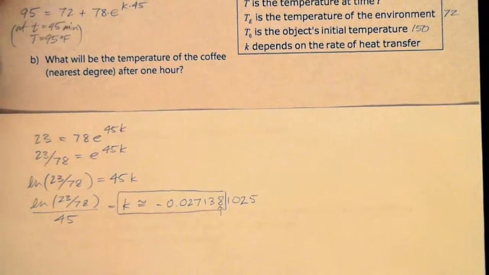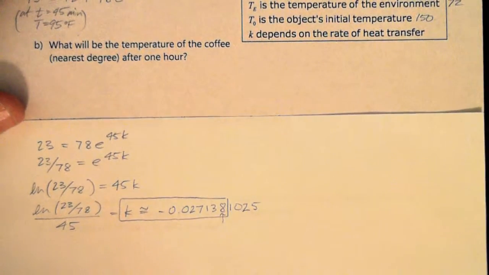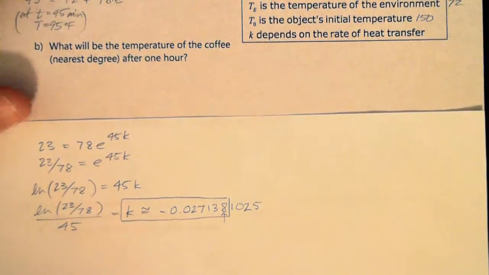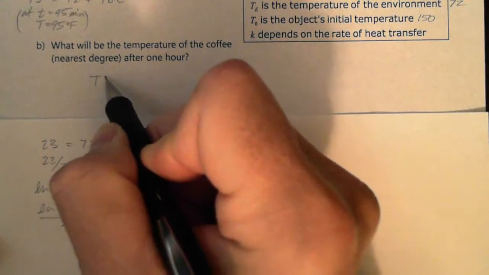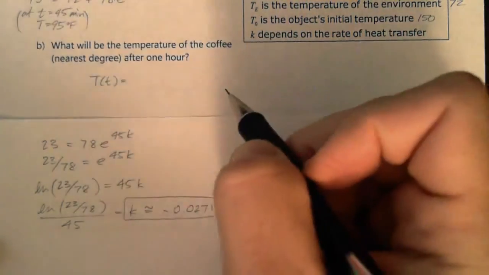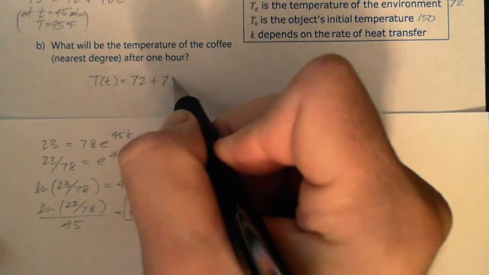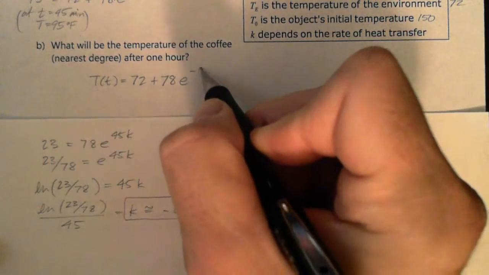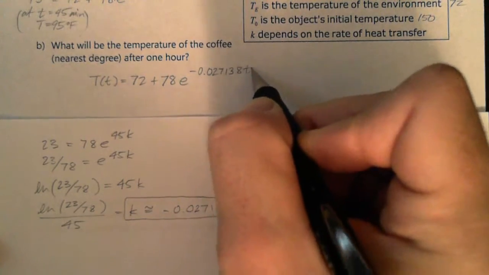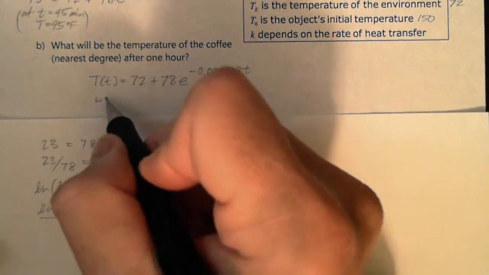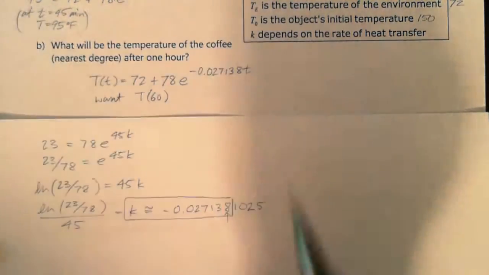Let's see what the next question is. What will be the temperature of the coffee after 1 hour? And our k, remember, depends upon minutes. So we have at this point that our temperature function, big T as a function of little t, is 72 plus 78 e to the minus 0.027138 t, and we want big T at 60.